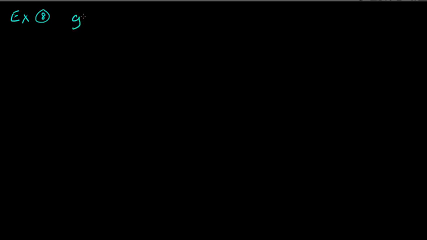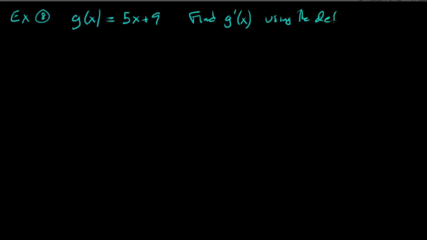Okay, let's switch to g of x. g of x is the function 5x plus 9. Find the derivative, again, using the definition. So no cheating, right? Obviously, some of you recognize the answer right away, right? And it should be obvious here. But if it's not, don't worry about it. We'll use the definition, and looking back, we'll see, oh yeah, that had to be the case, right?